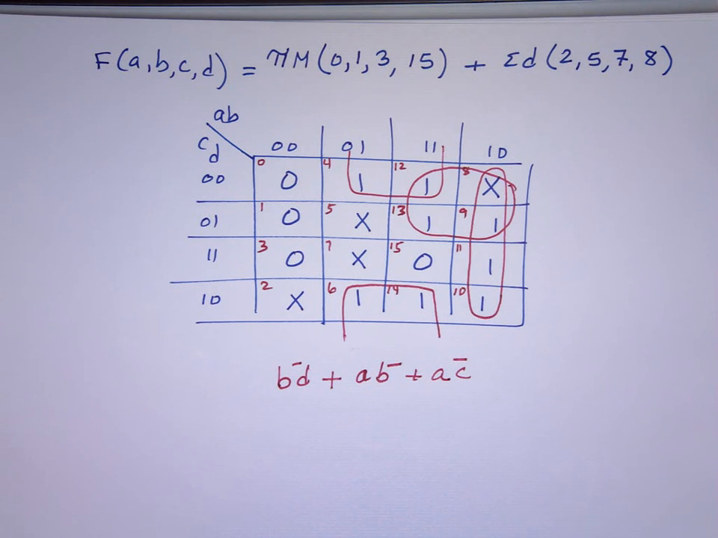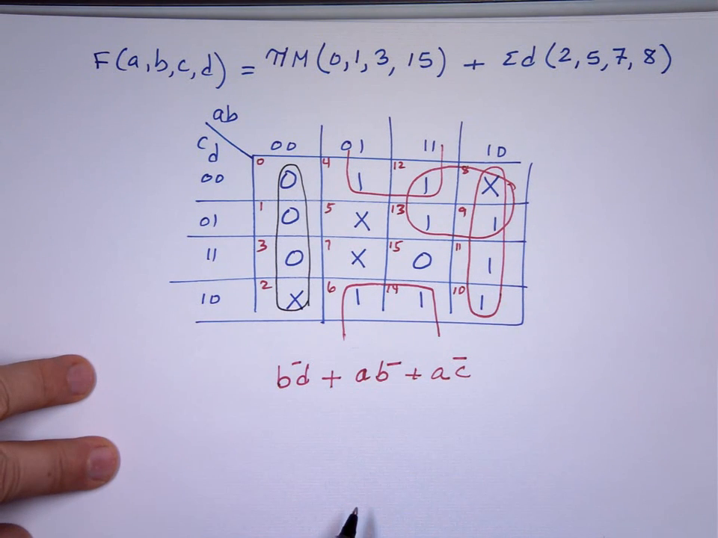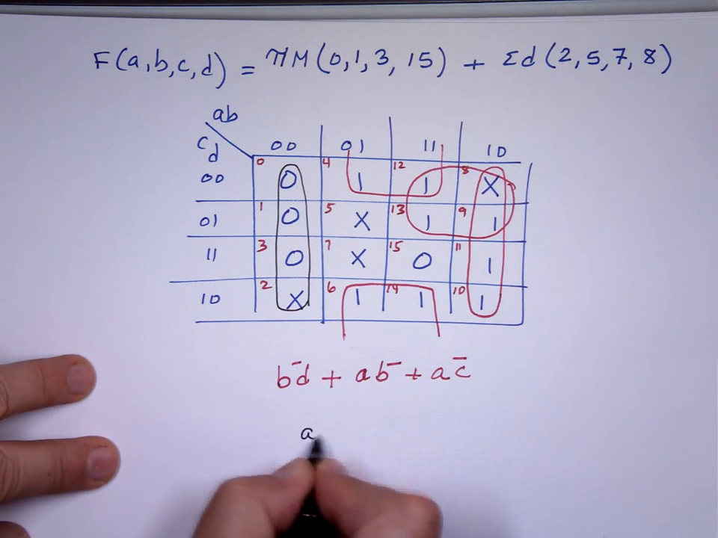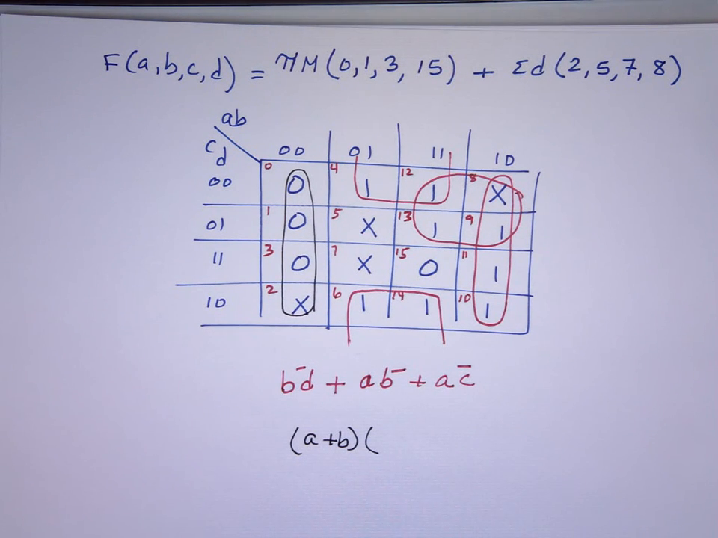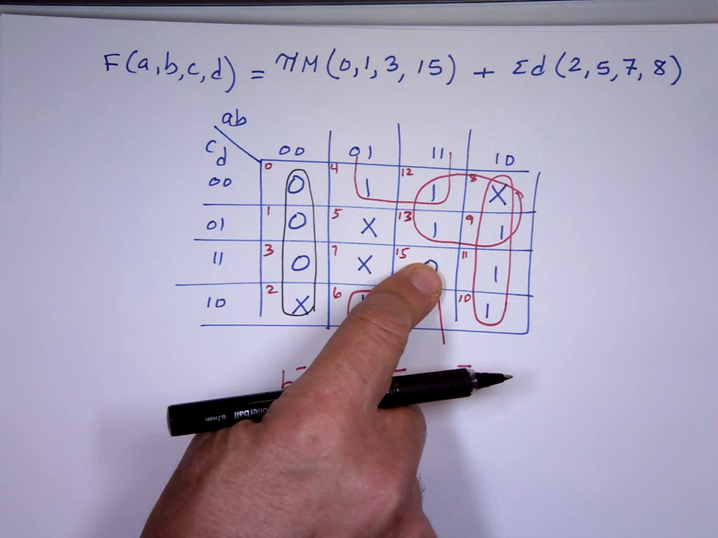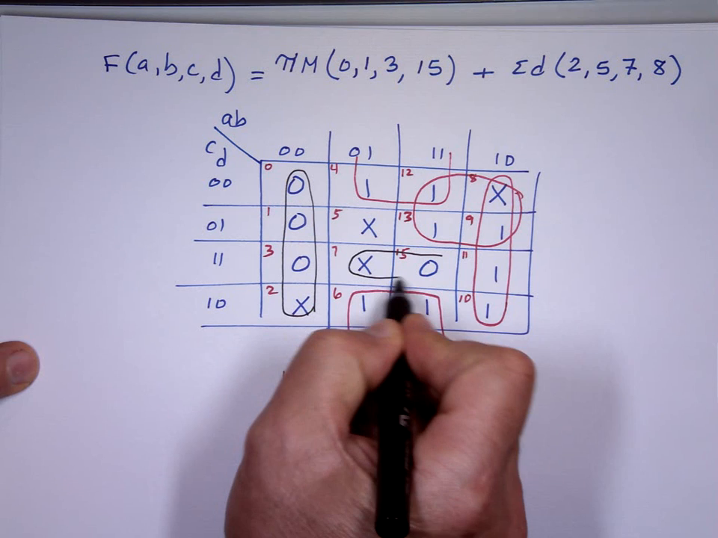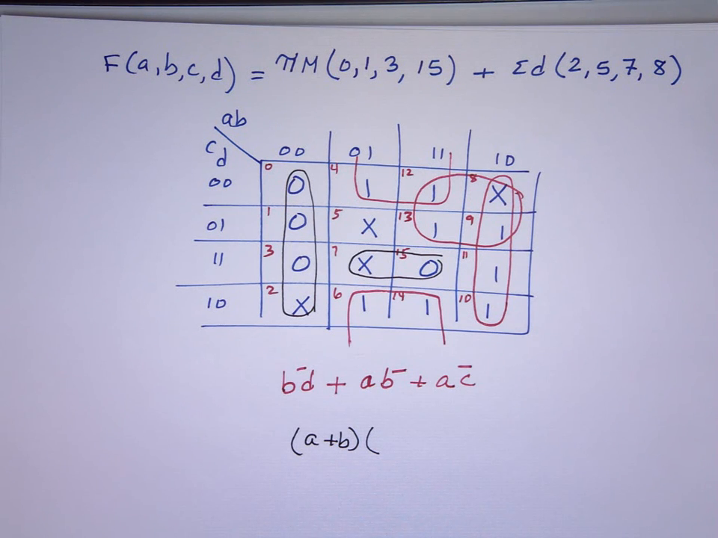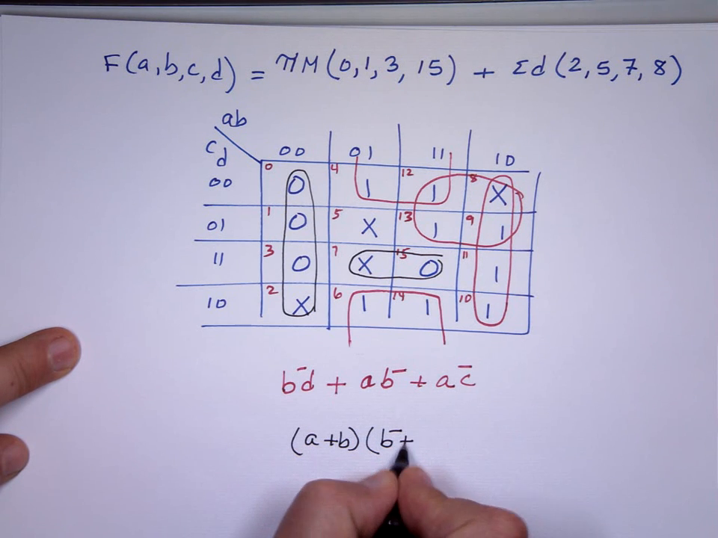Again, if you try to group the zeros, I see there's a group of zeros, which is what? A plus B. I need that 0. Well, I can't do groups of 4, but I can do groups of 2. And that'll give me B naught, C naught, D naught.